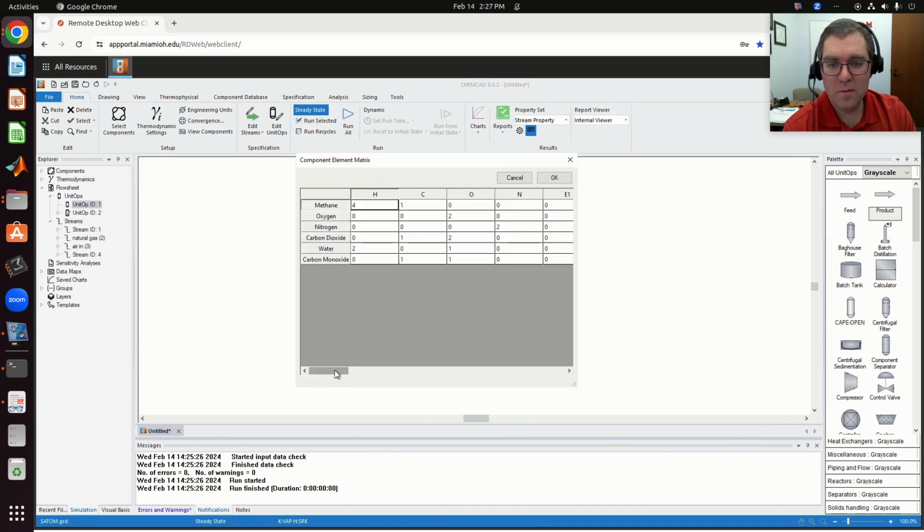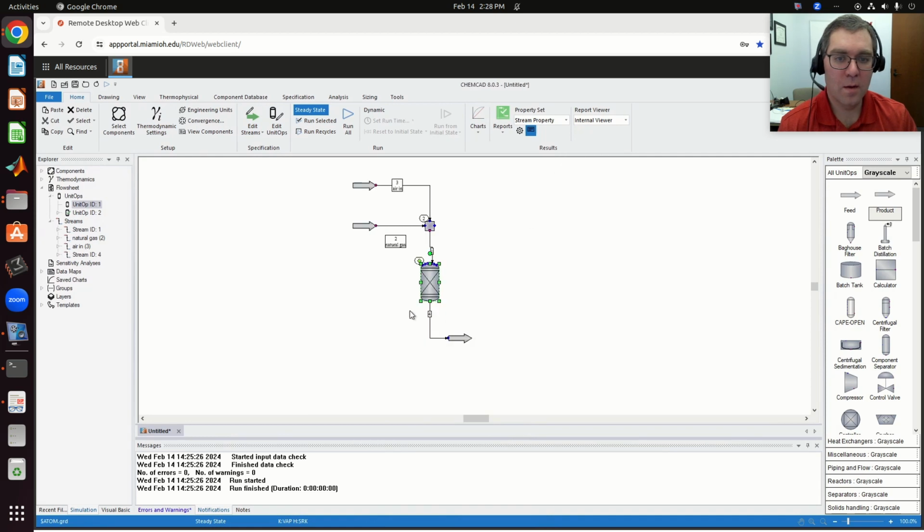It's going to show us the chemical breakdown of the species. Because essentially, based on what's going in, it's going to break those molecules apart and determine the ultimate composition and distribution of that product stream. So I'm going to click OK, and then I could do a run selected or run all, but if I do a run selected, it runs.